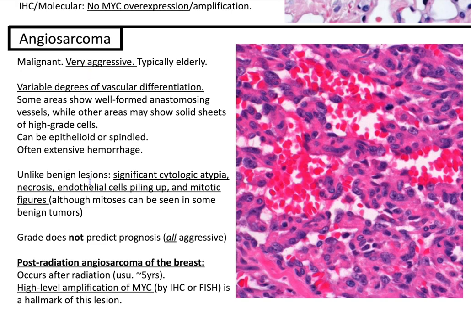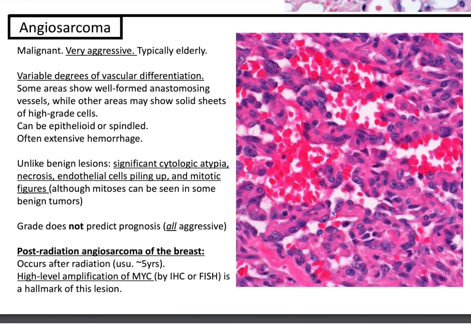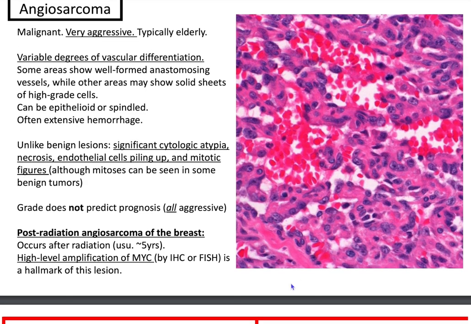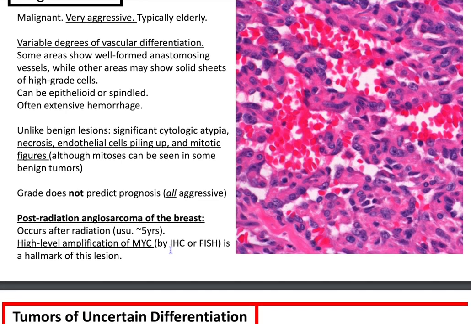And then, unlike benign lesions, you'll have significant cytologic atypia. You'll have necrosis. You'll have endothelial cells piling up, as opposed to your atypical vascular lesion, and mitotic figures. Grade does not predict prognosis because all are aggressive. And for post-radiation angiosarcoma of the breast, this occurs around 5 years after radiation, and has a high level of amplification of MYC.